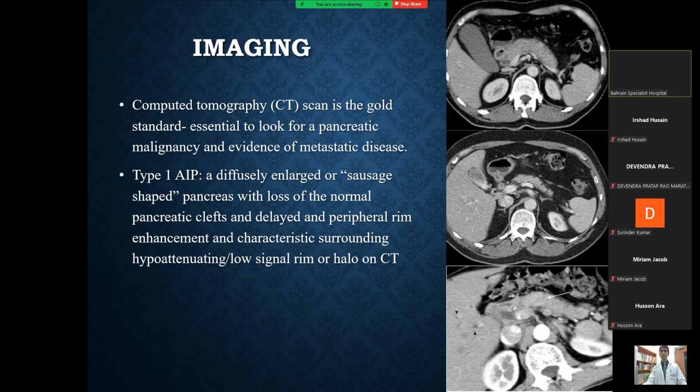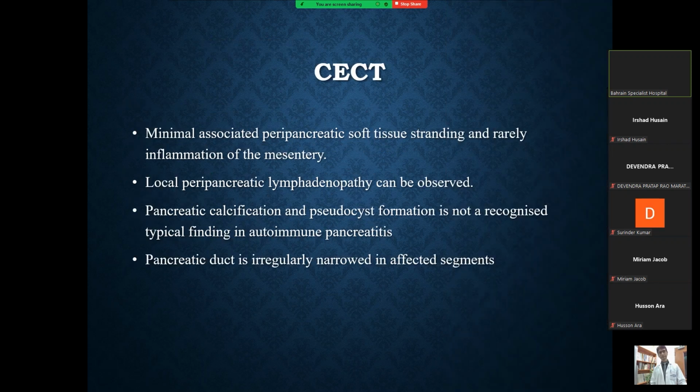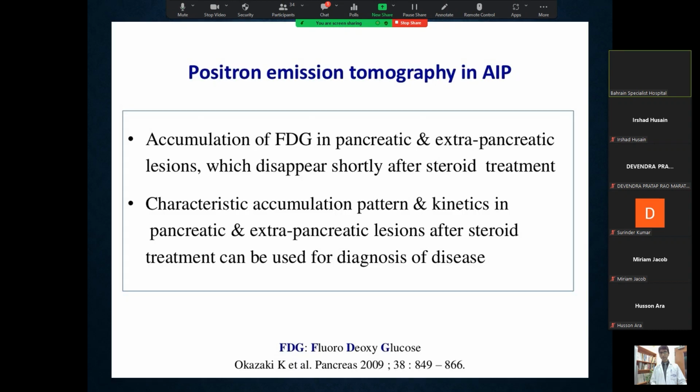Type 1 autoimmune pancreatitis shows a diffusely enlarged, sausage-shaped pancreas with loss of normal pancreatic clefts, and a delayed peripheral rim of enhancement, with a characteristic surrounding hypoattenuating or low signal rim or halo on the CT scan. There is minimal associated peripancreatic soft tissue stranding, and rarely inflammation of the mesentery. Local peripancreatic lymphadenopathy can also be observed. Pancreatic calcification and cyst formation are usually not that common in autoimmune pancreatitis. And the pancreatic duct is irregularly narrowed in affected segments. We'll see some images related to the pancreatic duct itself.